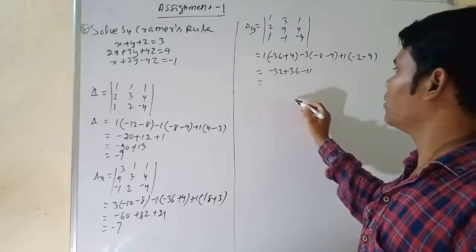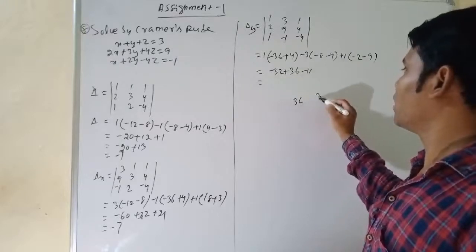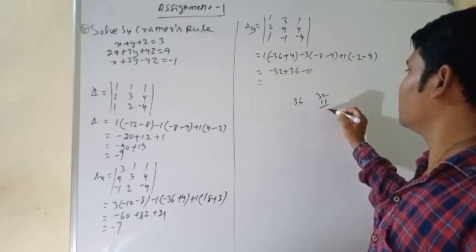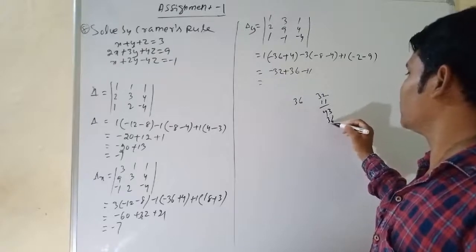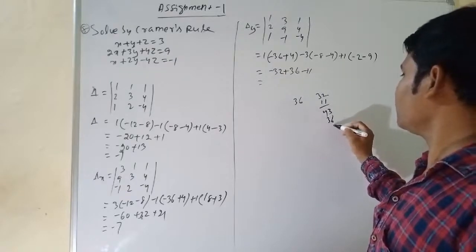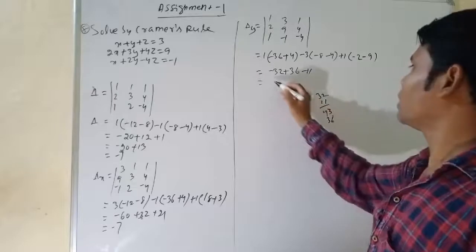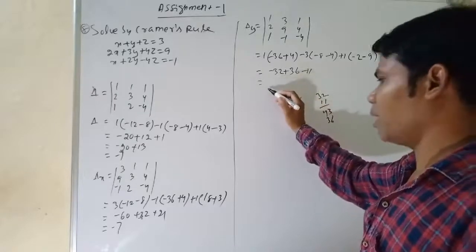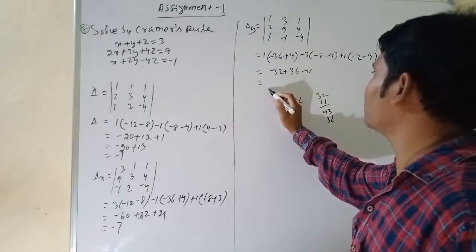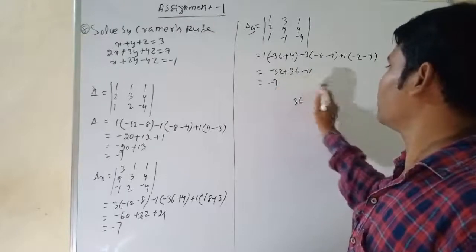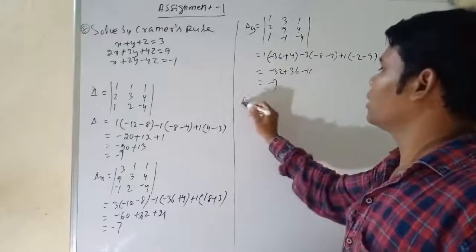Okay, is equal to how much? 36, here 32, 11, 43 minus 36, plus 7. Okay, here minus 7. Okay, here you can get minus 7. Then you find del z.